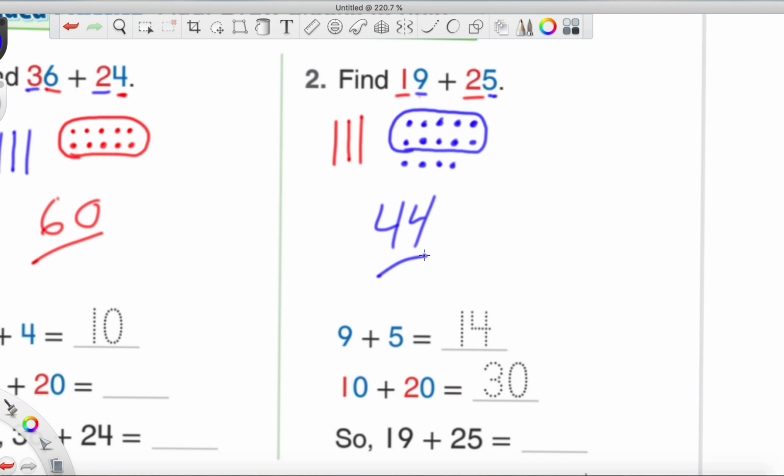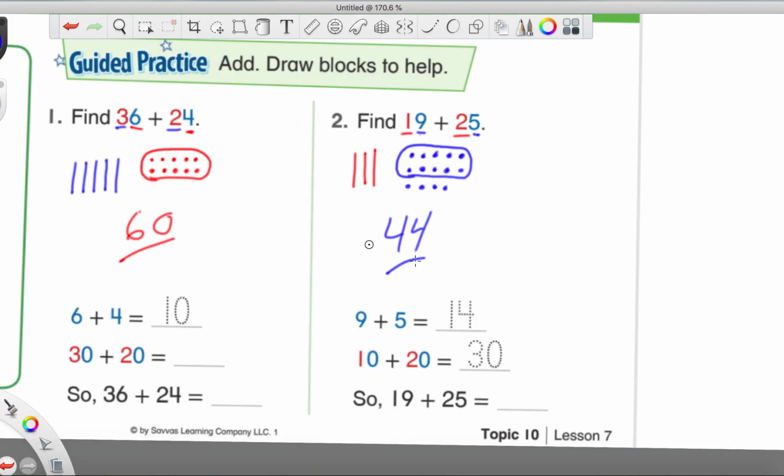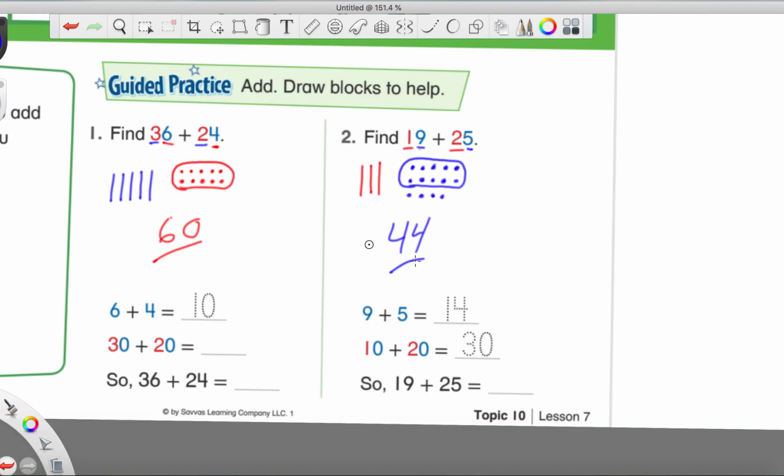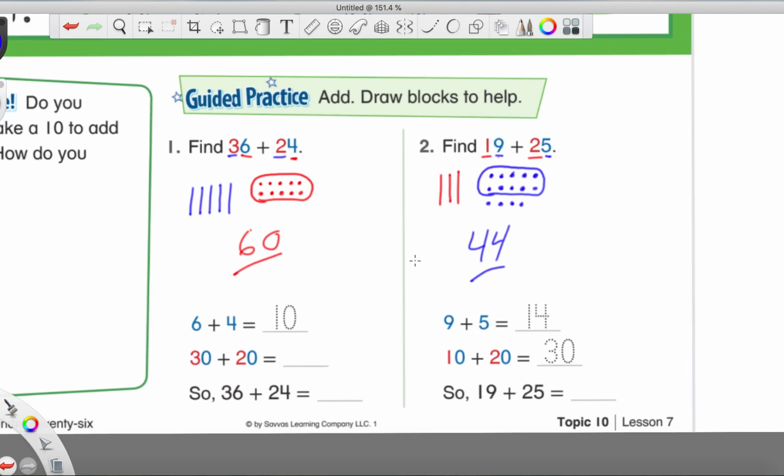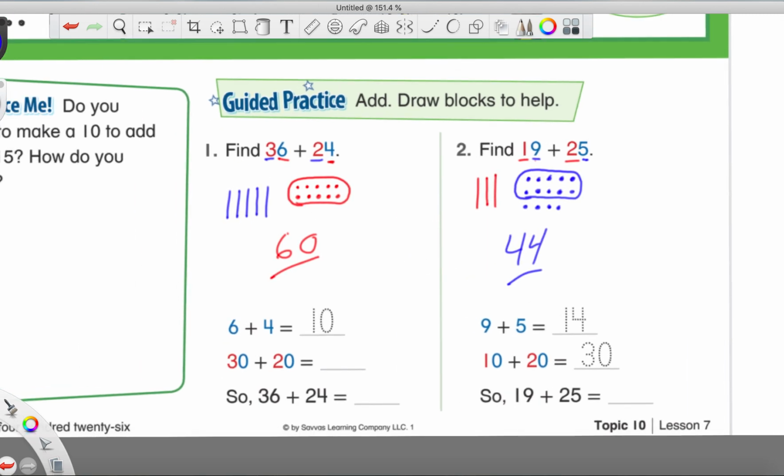But I feel like this wasn't enough practice. Let's go to the next page. Just do one more together, okay? So go ahead and turn your page in your workbook to page 427.